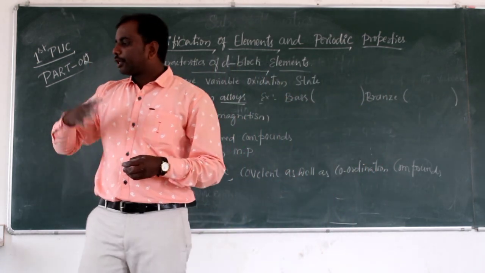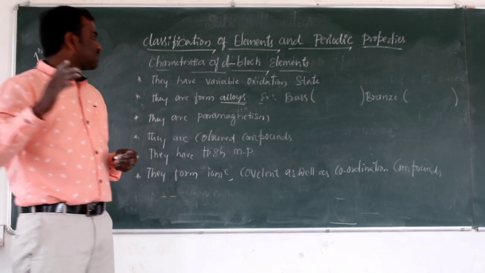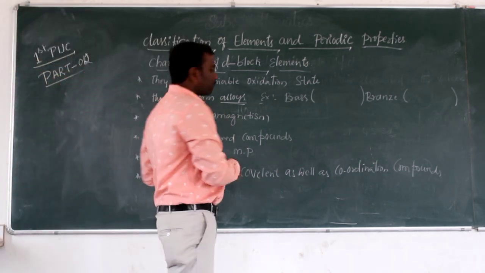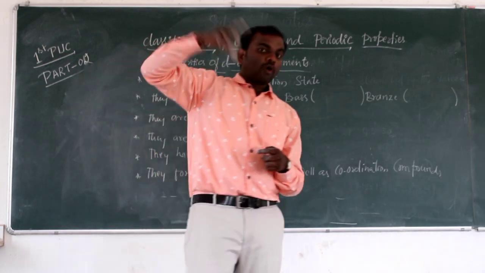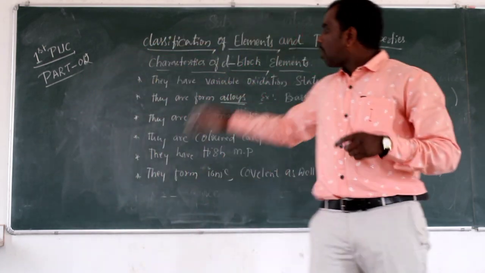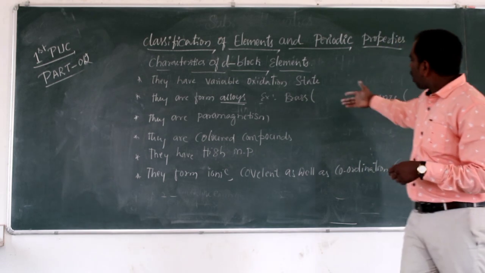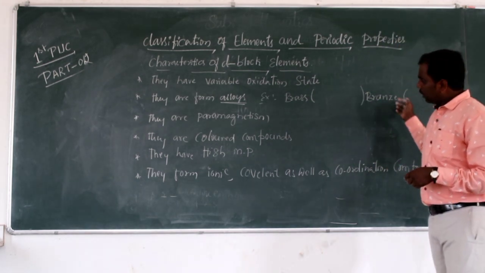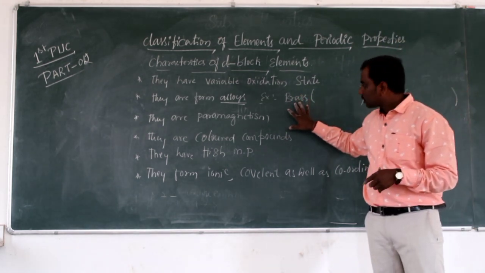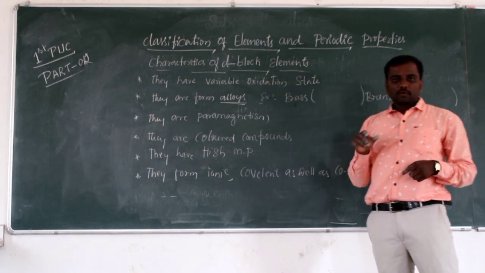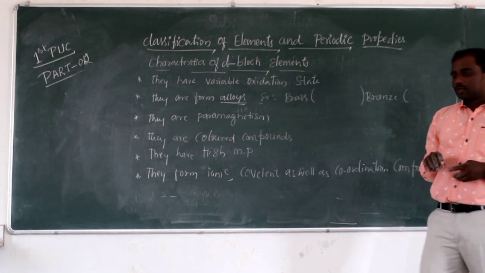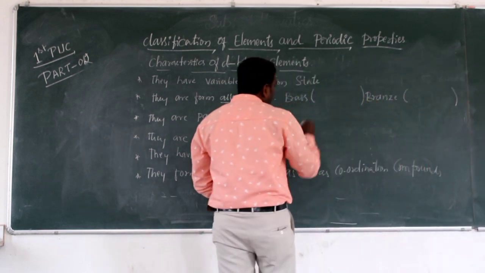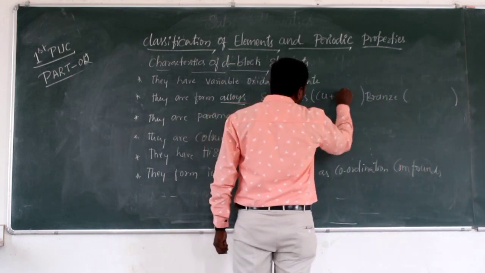I already told you, if asked what alloys are, it is a mixture of metals and non-metals. Give an example, bronze. Here is a very important point: what is the composition of bronze? The composition of bronze is copper and zinc.